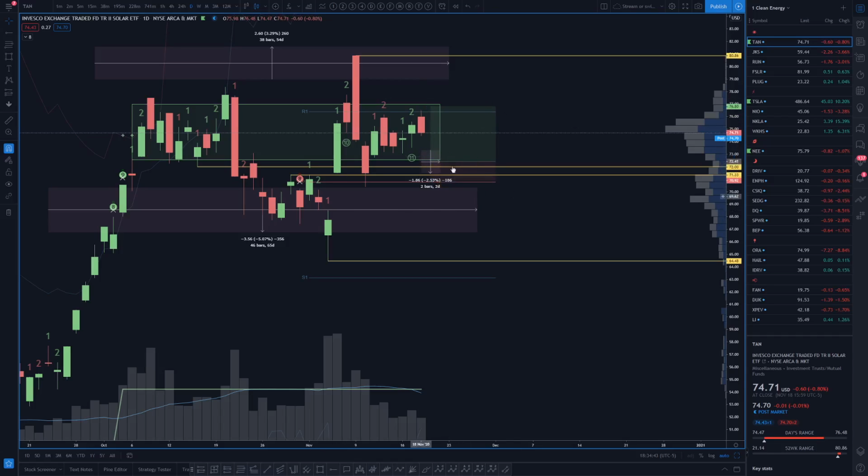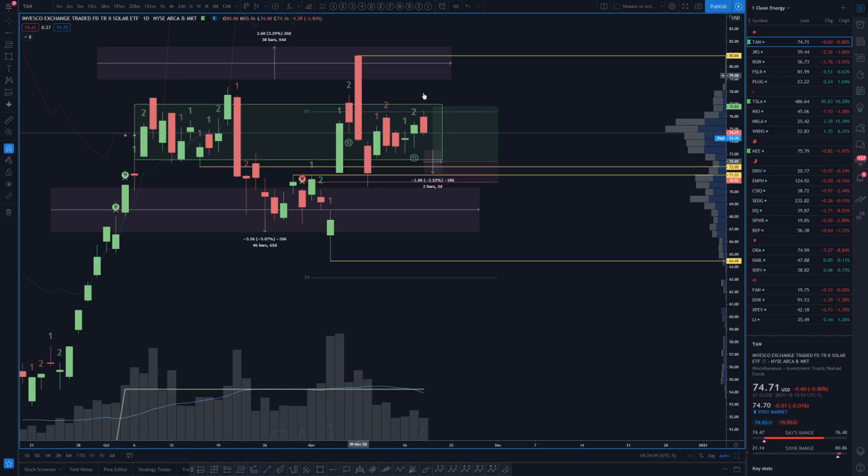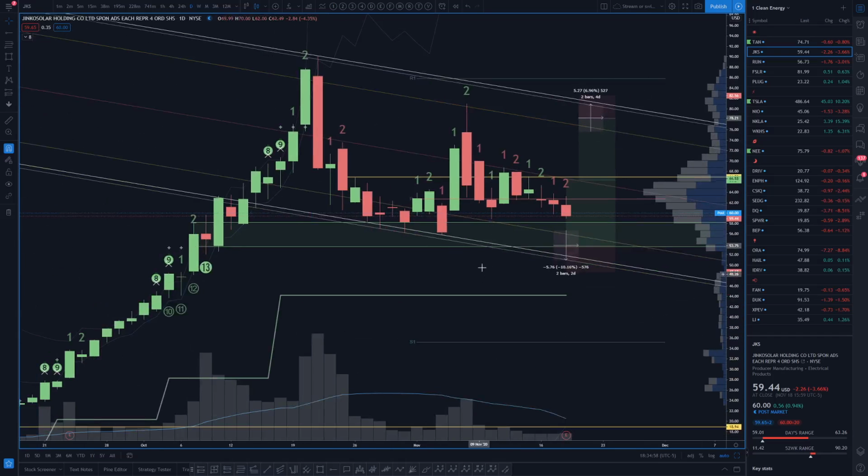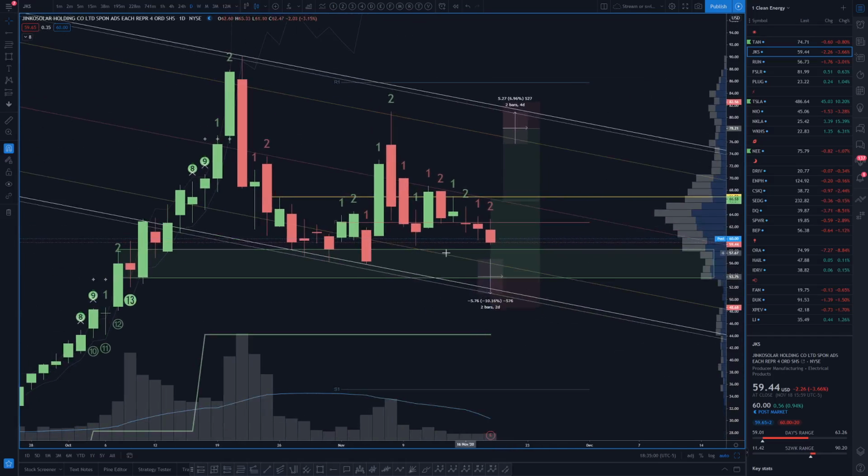Again, I just prefer bottom fishing this range if you're going long, and then top fishing the top of this range. Other than that, not much going on. And so JKS didn't quite get to where we'd like it to get long.